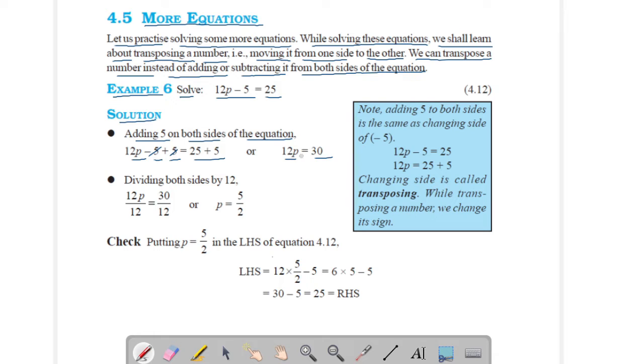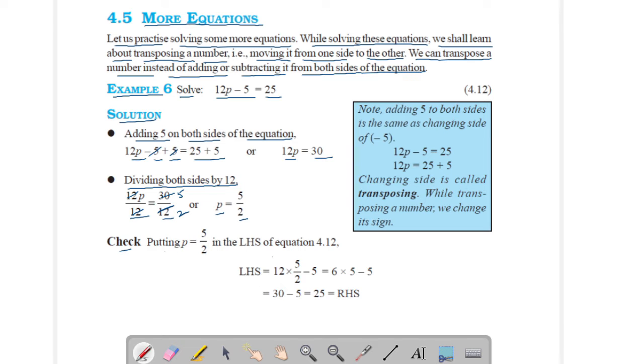To remove this 12 from p, divide both sides by 12. What will you get? 12p upon 12 equal to 30 upon 12. Here you can cancel this 12 and 12. What is left? It is p. P equal to, here you can simplify it by dividing numerator and denominator by 6. 6 twos are 12 and 6 fives are 30. You will get 5 upon 2. Therefore, you can say that p is equivalent to 5 upon 2.